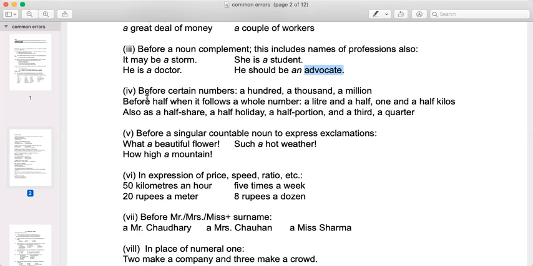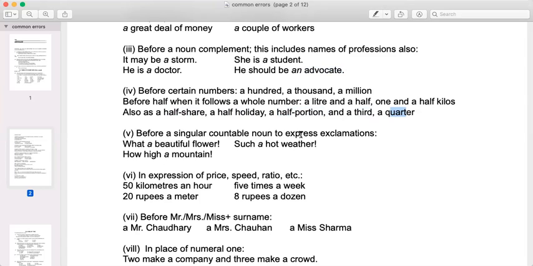Fourth use is before certain numbers, 100, 1,000, 1,000,000, and before half when it is followed by a whole number: a liter and a half, which means 1.5 liter, 1.5 kilos. Also, we use "a" after half: a half share, a half holiday, a half portion, a third, a quarter.